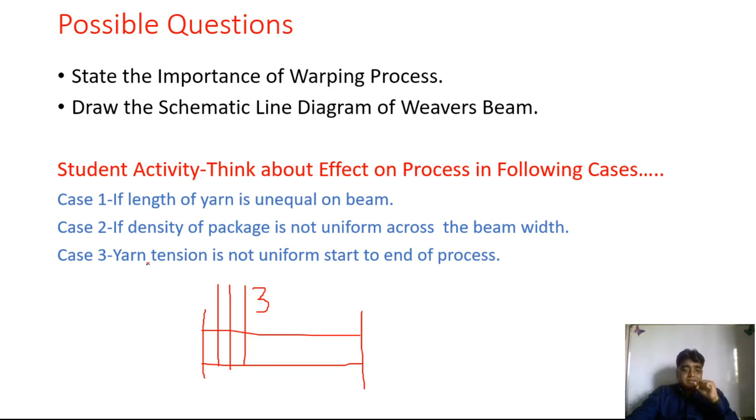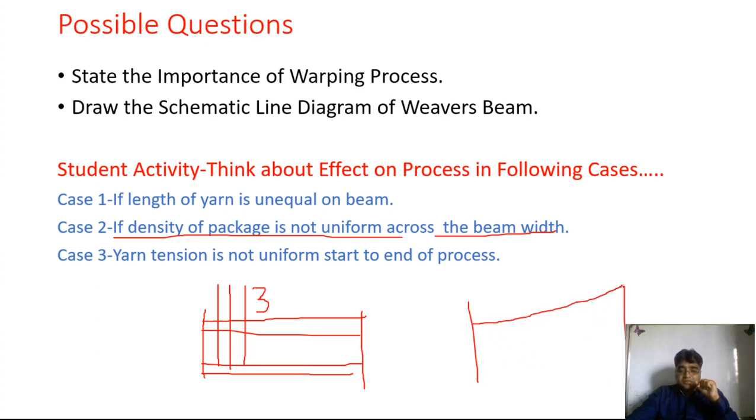Similarly case 2, if the density of the package is not uniform across the beam width. Density means whatever warps we are going to lay over this particular surface, if this density is not uniform. For example, suppose the beam surface is going to appear like this, with some conical appearance, so what will be the consequence of this particular shape in the further process? So you have to think with that respect.